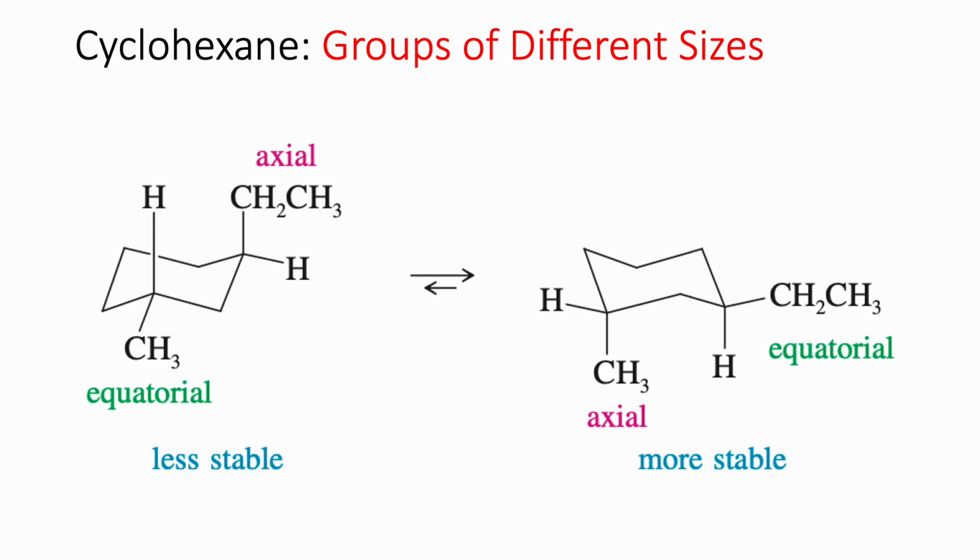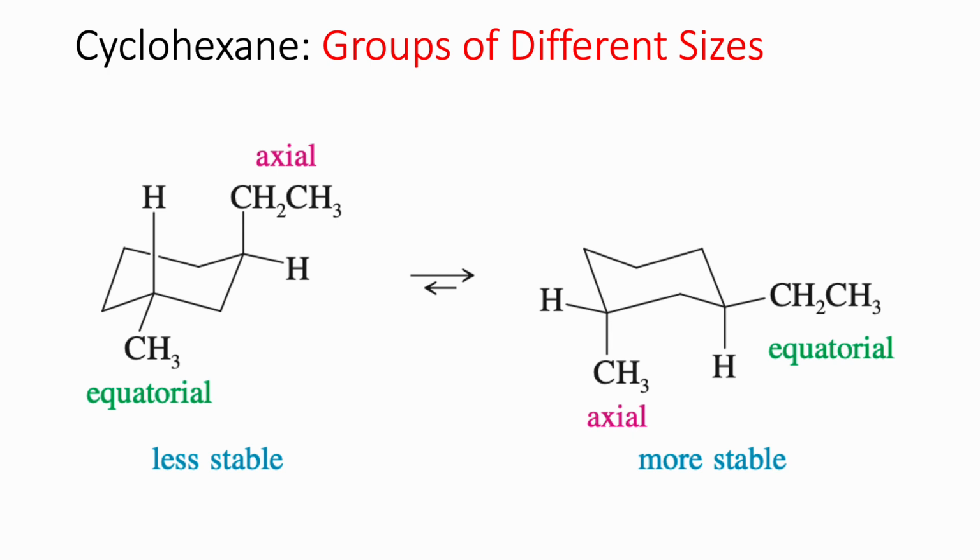If we have two groups of different sizes, so for example, now we have an ethyl group and a methyl group. Well, if we had that same situation that we just were looking at, where one group was axial and one group was equatorial, and then we do a chair flip, and we still have one axial and one equatorial, well, when they're both the same size group, like they're both methyls, then those two conformations are equal. But in this case, the groups are not the same. One group is an ethyl group, and one group is a methyl group.